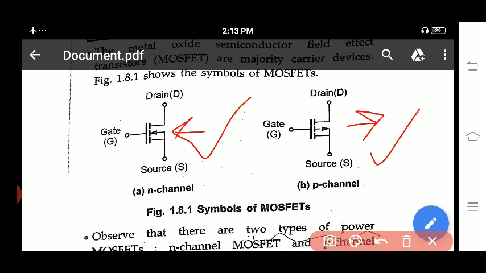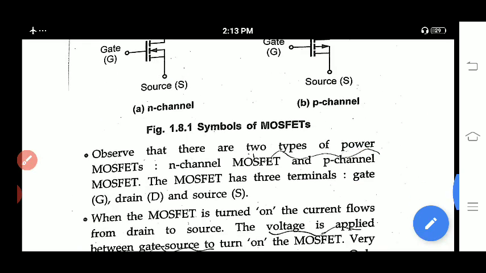Here you can observe that you have drain, source as well as gate terminal. Here also you have drain, source and gate terminal. And here you can see this is shown with a dotted line. This is also shown with a dotted line.